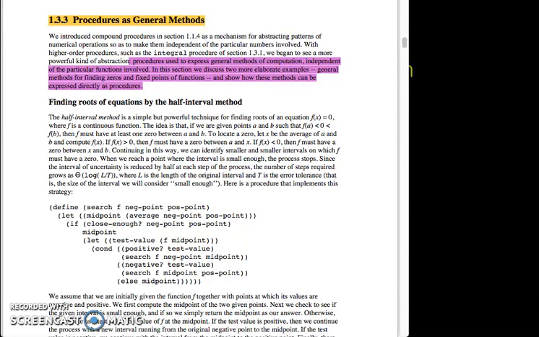Finding roots of equations by the half-interval method. The half-interval method is a simple but powerful technique for finding roots of an equation f of x equals 0, where f is a continuous function. The idea is that, if we are given points a and b such that f of a is less than 0 and f of b is greater than 0, then f must have at least one zero between a and b. To locate a zero, let x be the average of a and b and compute f of x. If f of x is greater than 0, then f must have a zero between x and a. If f of x is less than 0, then f must have a zero between x and b.